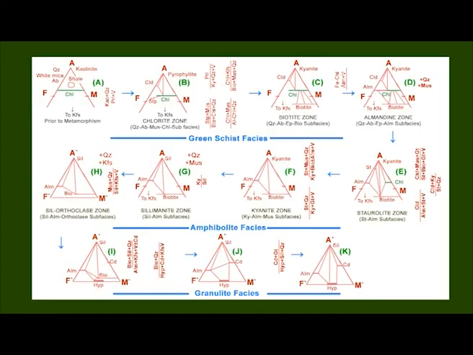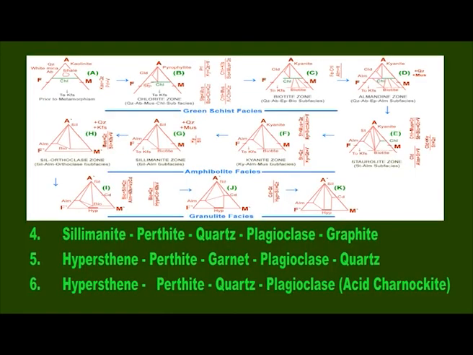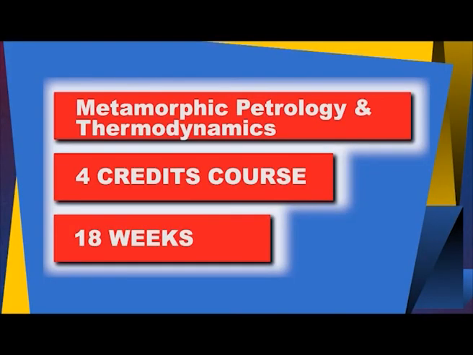The assemblages are pelitic and quartzo-feldspathic assemblages. Sillimanite, perthite, quartz, plagioclase, graphite. Next, hypersthene, perthite, garnet, plagioclase, quartz. Hypersthene, perthite, quartz, plagioclase, acid charnockite.